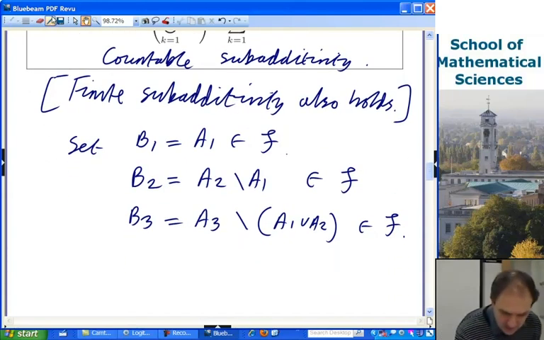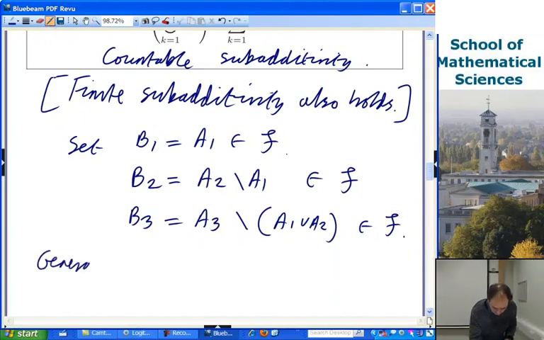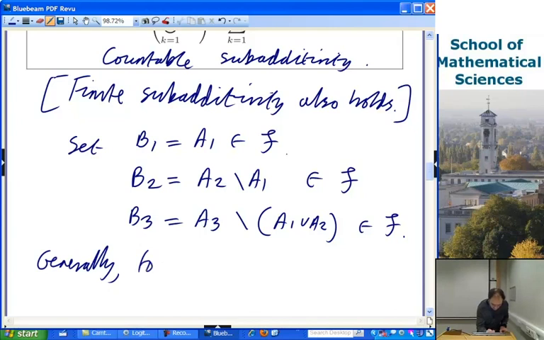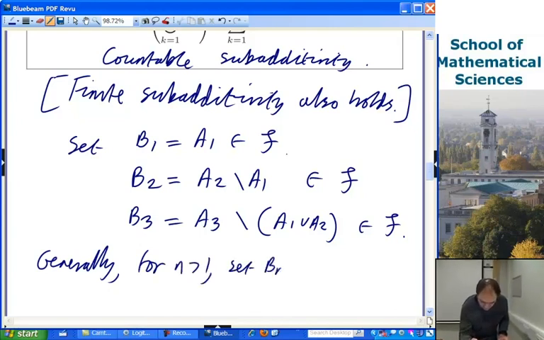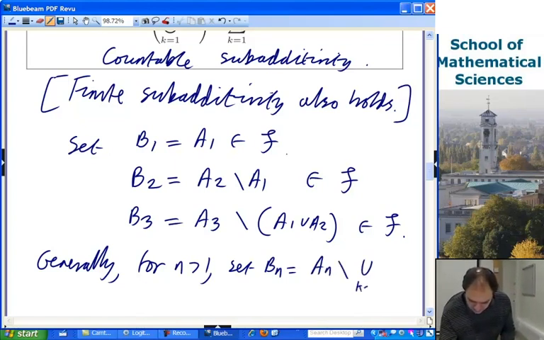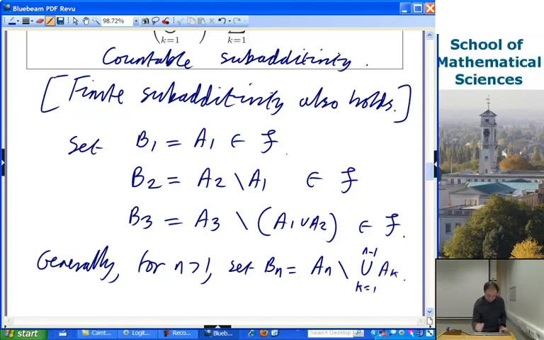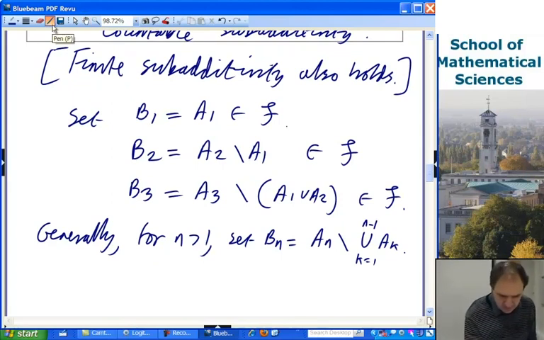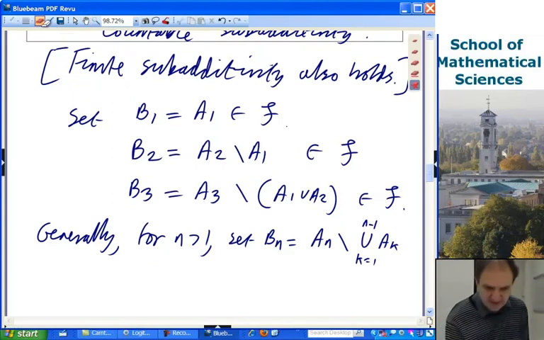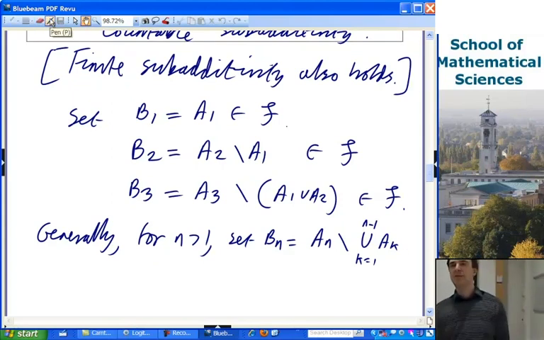So generally speaking, for n greater than 1, you set Bn equal to An take away the union from k equals 1 to n minus 1 of Ak. And that's still in F because we know F is a sigma algebra, so you're not going to leave a sigma algebra by doing this sort of operation.